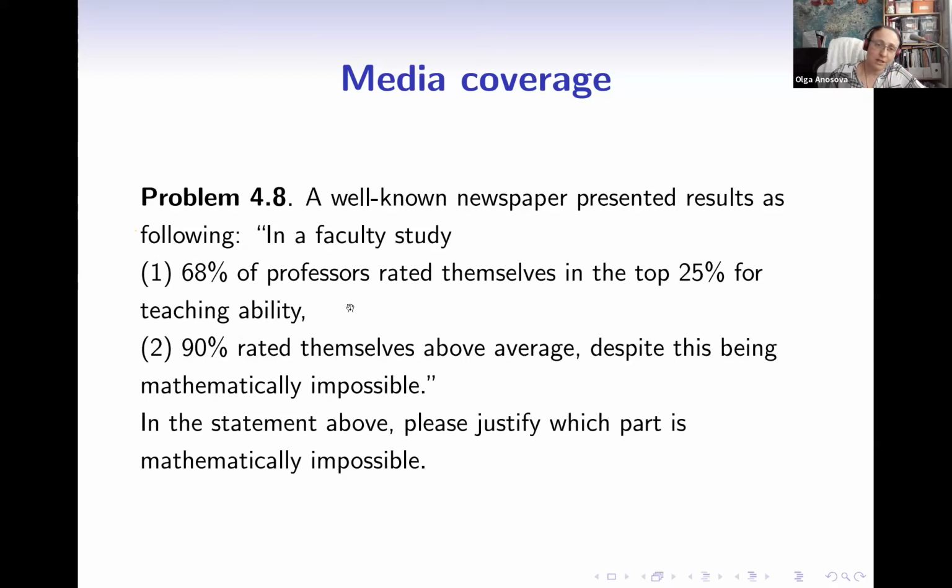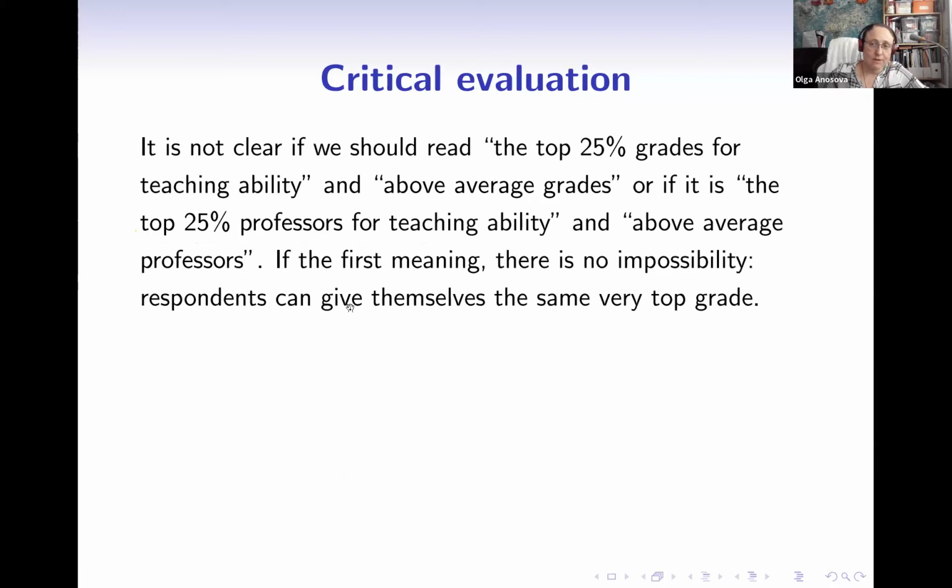Well, it's a silly question, isn't it? It's sort of obvious. But let's try to read what is written in front of us in some more detail. Firstly, it's not exactly clear how we should read the top 25%, because if it's just top 25% of grades, then surely everybody can give themselves any grade they want, and it's perfectly possible that all 100% will give themselves 99 marks, and no contradiction in it at all.